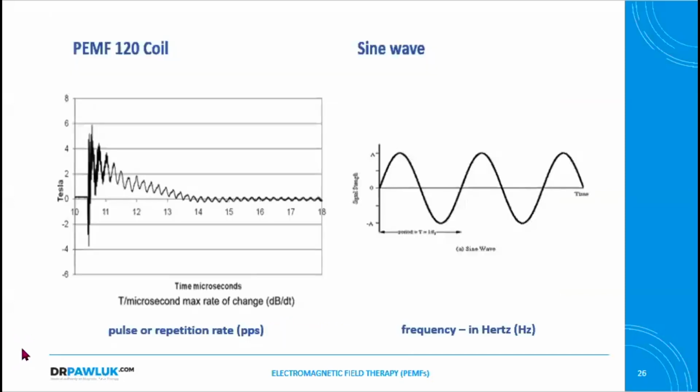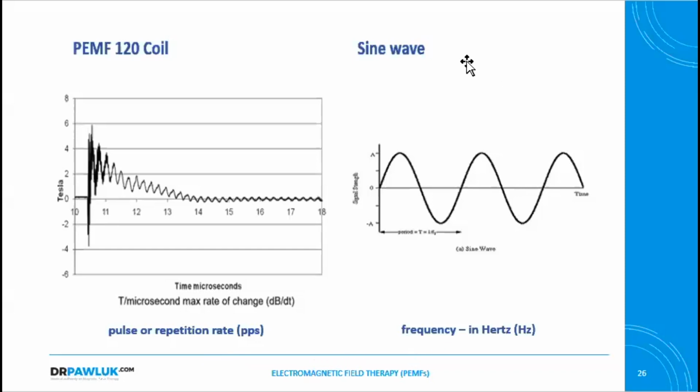Now, this is a pulse system. The PEMF 120 produces a very intense pulse, and then it drops off, dies off. But it's this pulse, this strong upward pulse, that determines the action of the magnetic field. So for a PEMF 120 coil, or high intensity magnetic pulse system, the repetition rate, the rate at which these things pop, is determined by the pulse rate or the repetition rate.